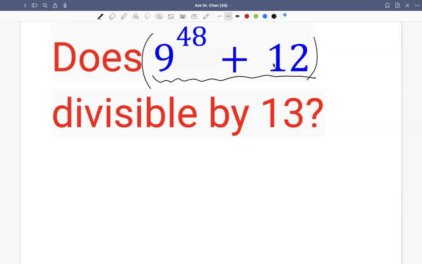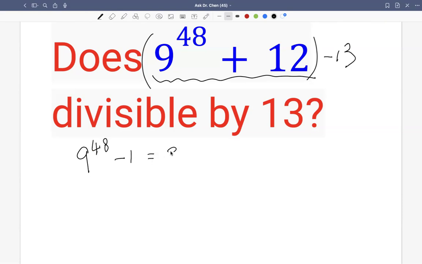So we want to use the difference of two squares. What do we do? Let's subtract 13. If this number is divisible by 13, and 13 is divisible by 13, then the difference will be divisible by 13. So 12 minus 13 is -1. So we need to figure out if 9 raised to the 48 minus 1 is divisible by 13.